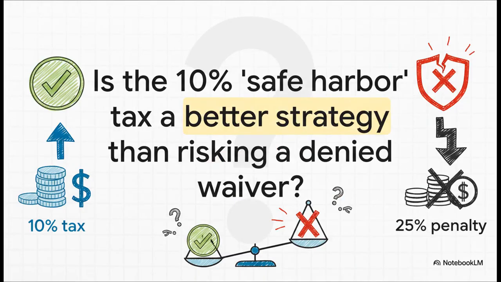And this leaves practitioners with a really critical strategic question to ponder. Given how ambiguous waiver approvals can be and how clear the path to a 10% resolution is, does it now make more sense to advise clients to just pay that 10% safe harbor tax in the correction window? Is that better than risking a waiver request getting denied and then facing the full 25% penalty? That is the new calculation every advisor has to make.